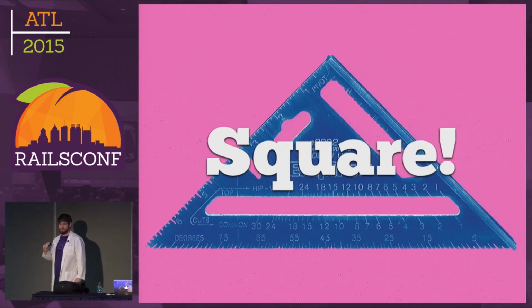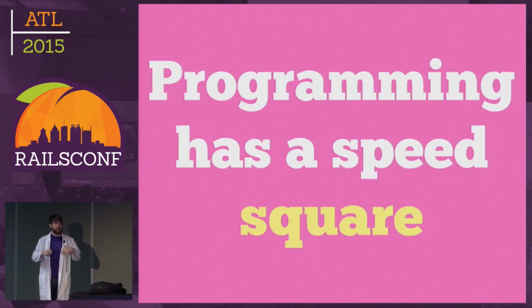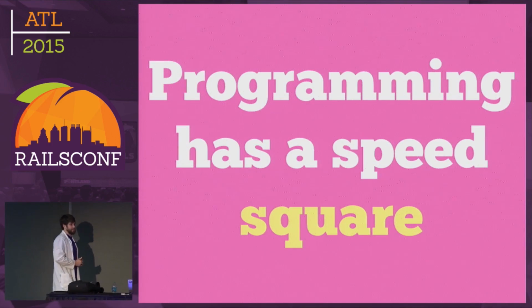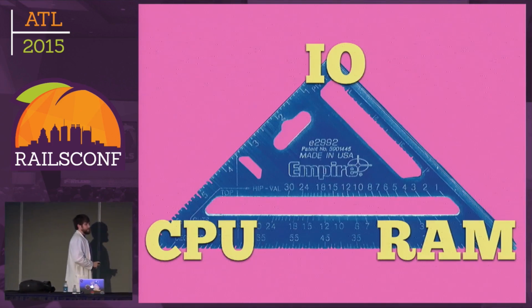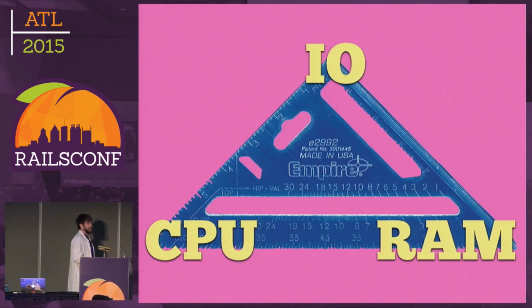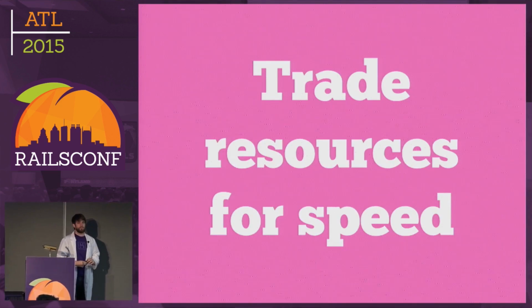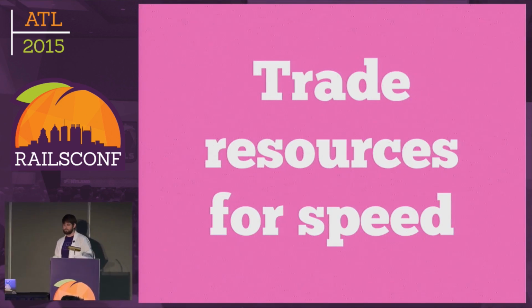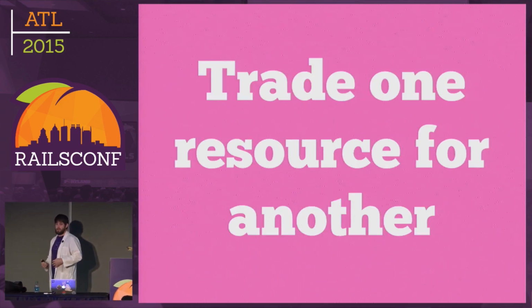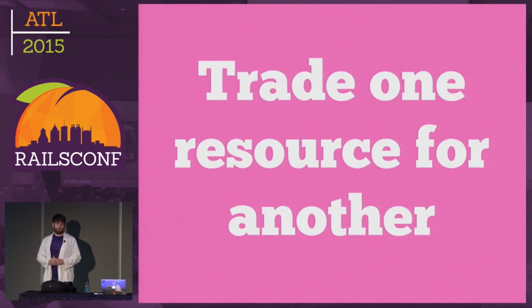You've been informed. So programming has our own speed square. It's slightly different, and it looks kind of like this. We've got I/O, CPU, and RAM, and these are all resources that we can trade for speed. Similarly, we can trade one resource for another if we're overbooked on one.